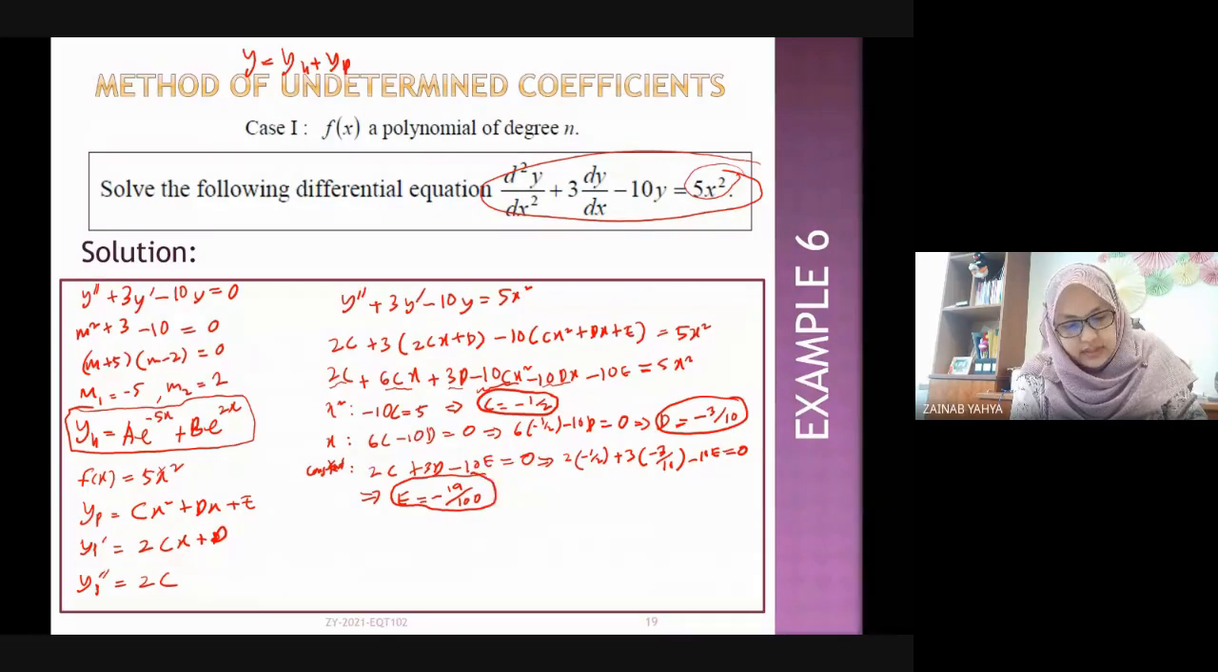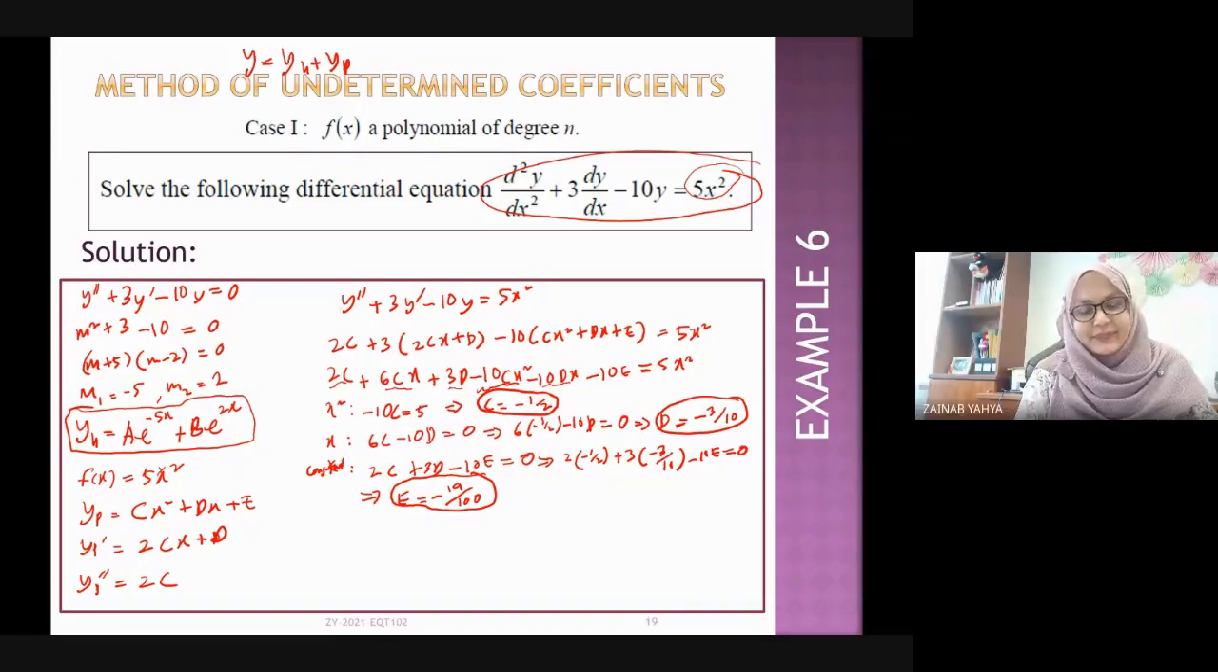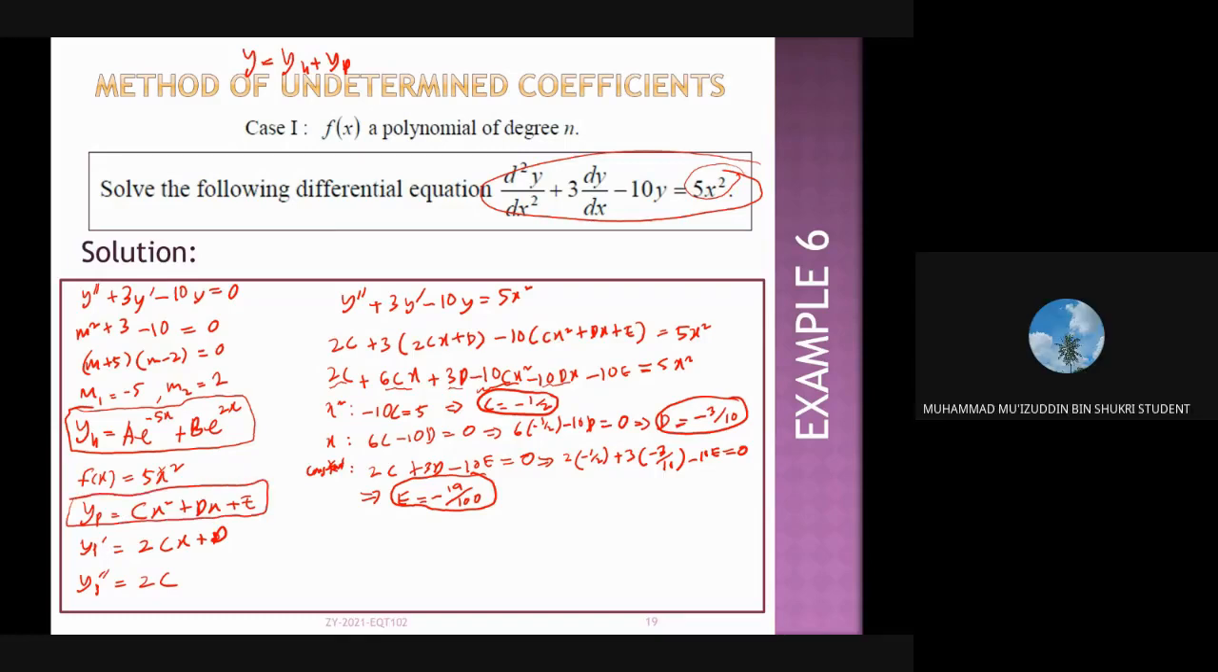Calculator only. Still calculating. Okay, can? Same answer, Doctor. Okay, good.